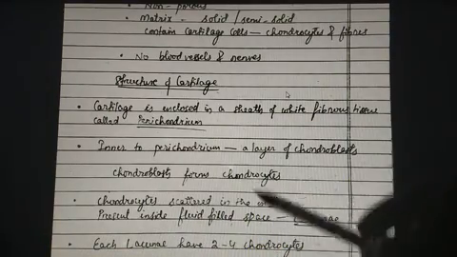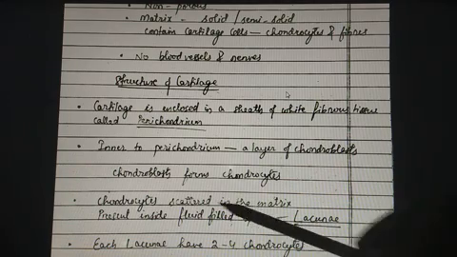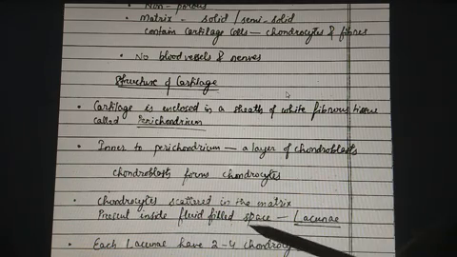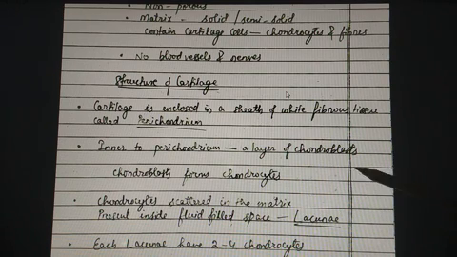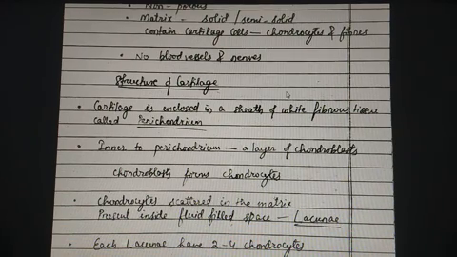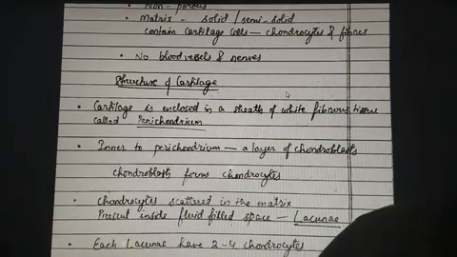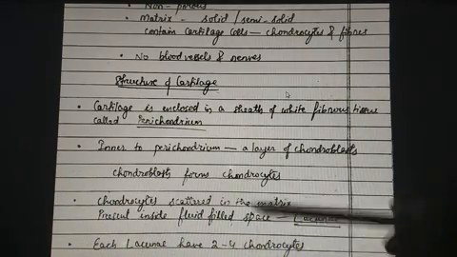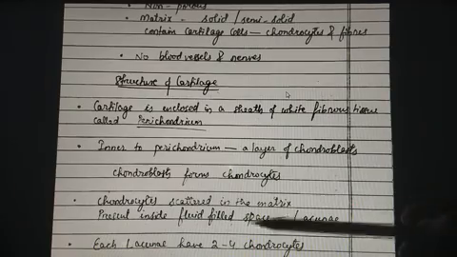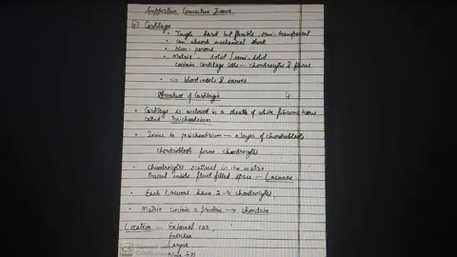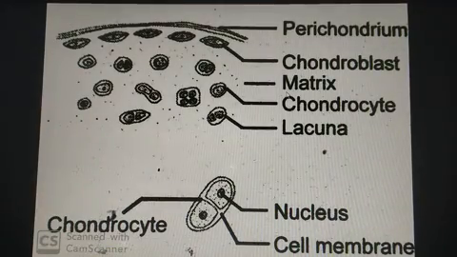And they are present inside a fluid-filled cavity or fluid-filled space. The fluid-filled space is called lacunae. Suppose this is the lacunae, this one is the lacunae covering. Inside the lacunae, the chondrocytes are present. Clear? Each lacuna may contain 1 chondrocyte, or it may contain 2 to 4 chondrocytes. Clear? So let us see the structure of cartilage.